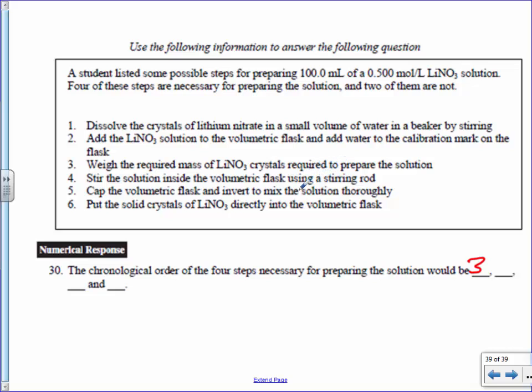Those crystals, though, cannot go directly in your volumetric flask. Like number 6 right here, put the solid crystals directly into the volumetric flask. You should never have used number 6. Why do we not put crystals directly into a volumetric flask? Because you can't stir them in there. It's just not practical. So instead, dissolve the crystals of lithium nitrate in a small volume of water by stirring. Do that instead. Then add the solution to the mark and add water to the flask. And then finally, cap the solution and invert it to mix.